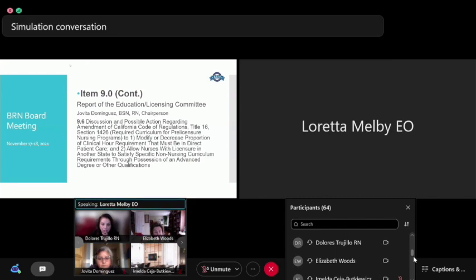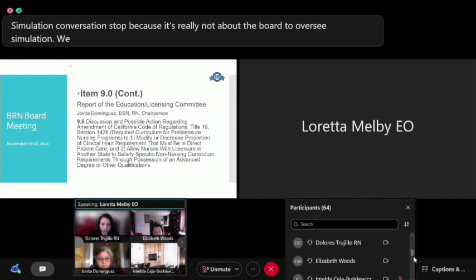Because it's really not about the board to oversee simulation. We don't. We only oversee direct patient care. And we can do our public protection by setting a minimum direct patient care hour requirement.